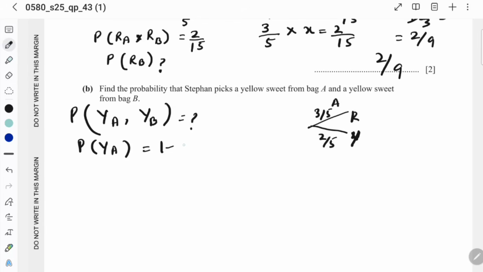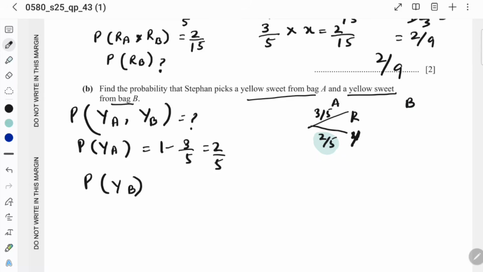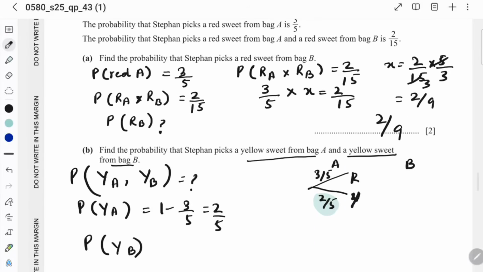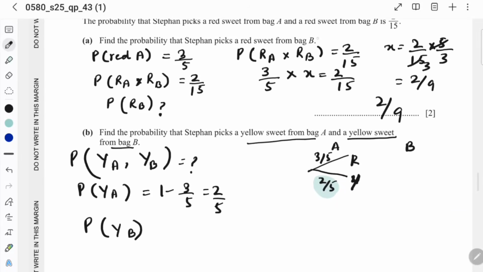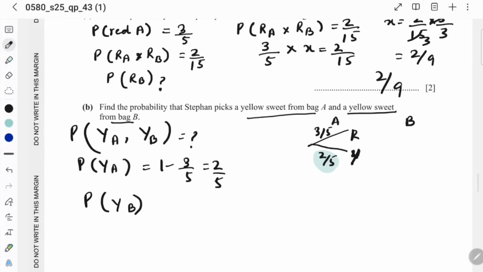This is 1 minus 3 over 5, which is equal to 2 over 5. So we'll have to use this. The next thing: yellow from bag A and yellow sweet from bag B. Yellow from bag B is required. In bag B, the red probability was given there. What we have found, 2 over 9, right? We have found that 2 over 9 is the probability of a red sweet from bag B.